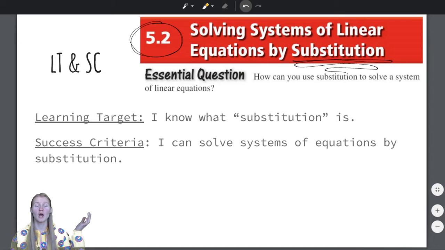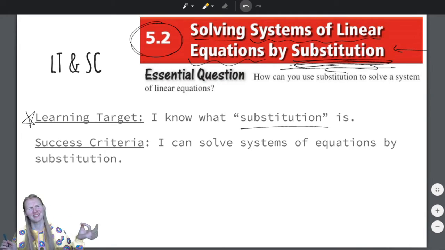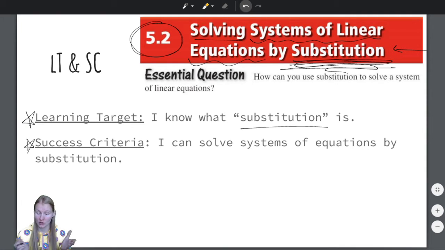So 5.1 was solving systems of linear equations by graphing. Now we want by substitution. So we're still working with systems of linear equations, but now we're solving them in a different way. Okay, so our learning target for today is that you know what substitution is. What does this mean? I know what graphing means. What does substitution mean? And our success criteria for today is that you can solve systems of equations by substitution.